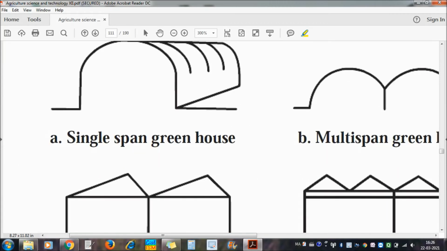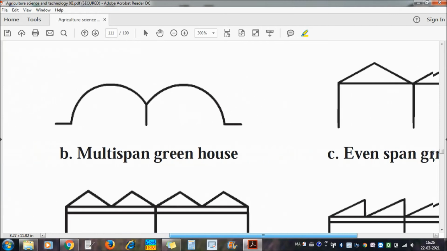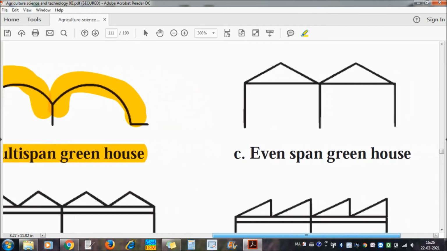This is the first, a single span greenhouse. So this is a single span. This is a very simple kind of greenhouse. Just an arc is made and a greenhouse can be erected. Now this is a multi-span greenhouse. This is one span, this is another span. So we can make 3, 4 or more spans also. So they are called multiple span greenhouses.